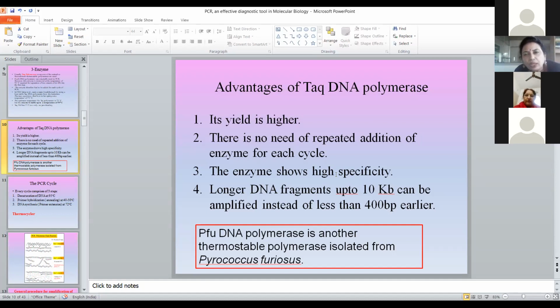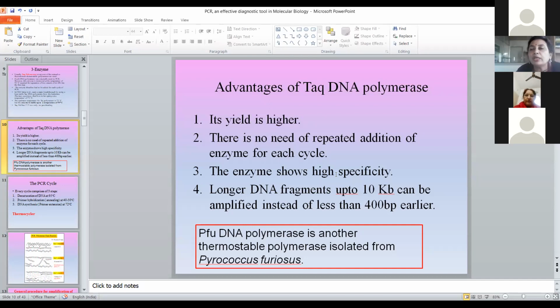There is another polymerase. If someone asks you, other than Taq DNA polymerase, do you know any other thermostable polymerase? There is one more, Pfu DNA polymerase. It is also a thermostable polymerase which is isolated from the organism Pyrococcus furiosus. But mostly the enzyme Taq DNA polymerase is used for carrying out the polymerization reaction.